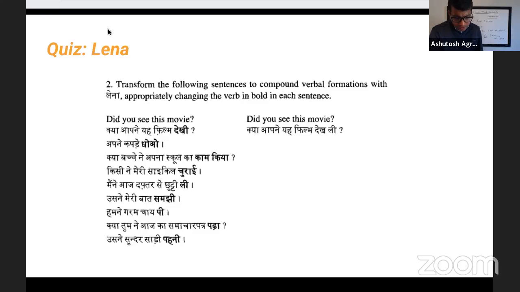Okay, who would like to do the next one? I will try. Arshi ji, yes, please. उसने सुंदर साड़ी पहनी. So she wore a beautiful sari. उसने सुंदर साड़ी पहन ली. To wear is pehenna. From pehenna you took the pehen part, and from lena, you know how it is conjugated in the past, it's pehen li.